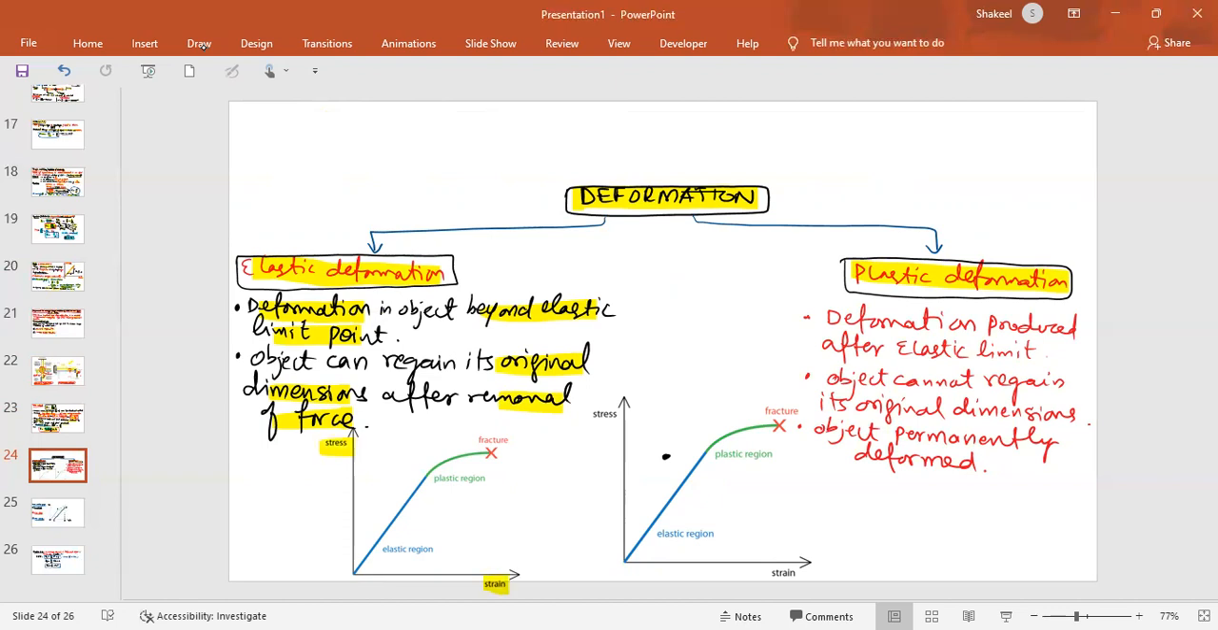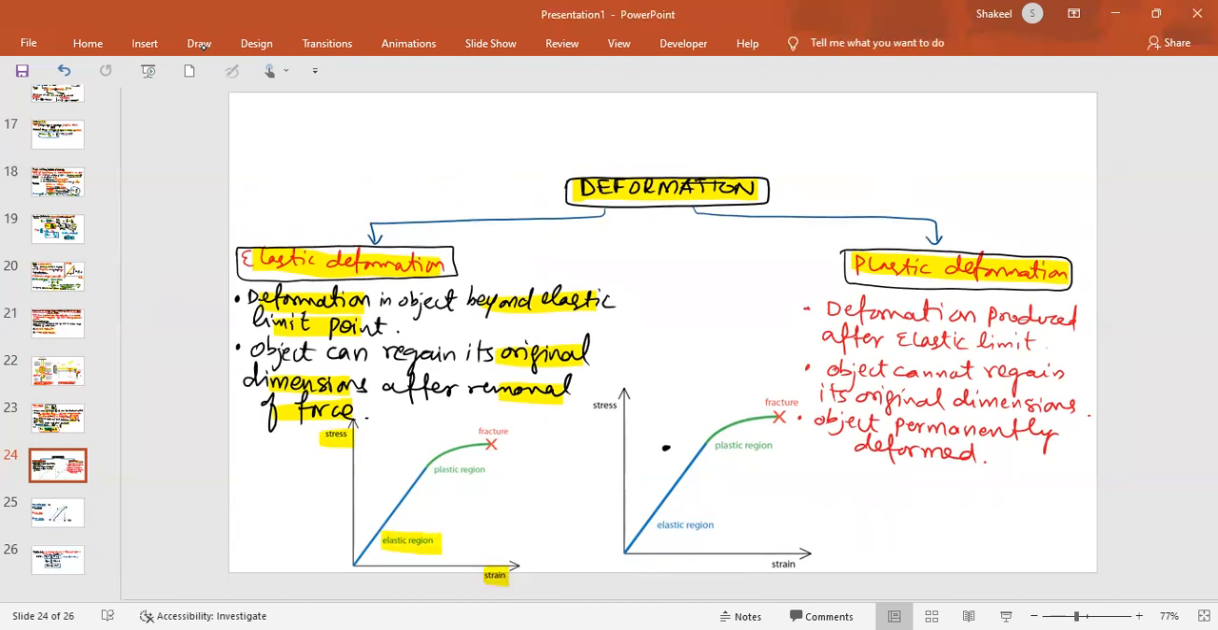If this is a stress-strain graph, you can say that this is the elastic region. The elastic region is still the straight line. Till this point, if you remove the force, the object can get back to its original dimensions. For plastic deformation, P for plastic, P for permanent, this deformation is produced after the object exceeds the elastic limit and the object cannot regain its original dimension. It means the object is permanently deformed. So in this region, the object has permanent deformation.